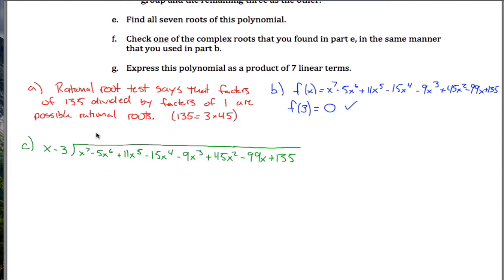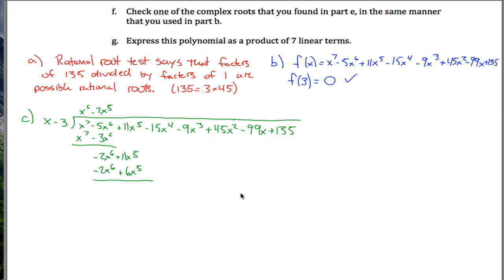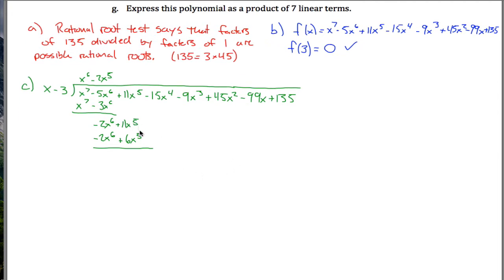Alright. I need an x to the 6th up here so that I get an x to the 7th down here. And then when I subtract, negative 5 minus negative 3 is the same as negative 5 plus 3, which is negative 2x to the 6th. So then up here, to get rid of the negative 2x to the 6th, I need a negative 2x to the 5th, because that times x gives me negative 2x to the 6th, and that times negative 3 gives me positive 6x to the 5th. Then I subtract. So 11x to the 5th minus 6x to the 5th is 5x to the 5th.